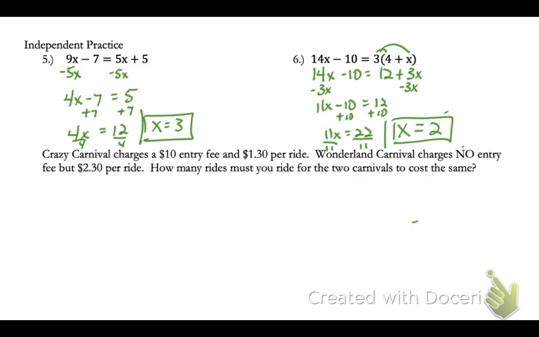Now let's talk through the last one. Crazy Carnival charges $10 entry fee and $1.30 per ride. Wonderland Carnival charges no entry fee but $2.30 per ride. How many rides must you ride for the 2 carnivals to cost the same?